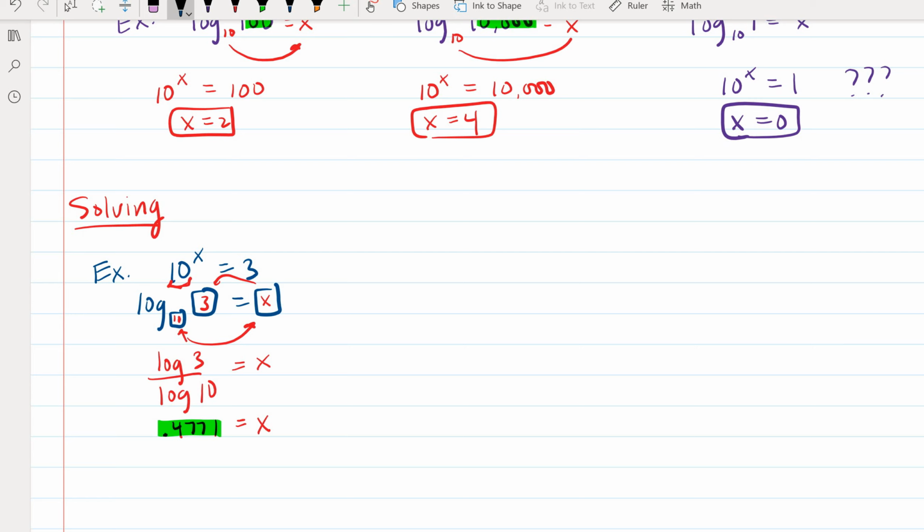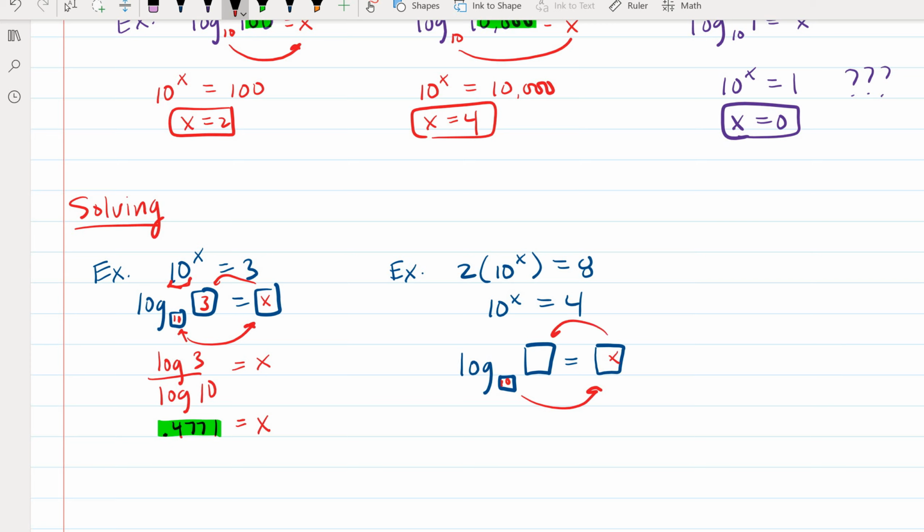Okay, let's try another example. 2 times 10 to the x power equals 8. So if I want to get x by itself, I'm going to first divide by 2, and 10 to the x is 4. Then I'm going to uncircle the wagons and go log base blank of blank equals blank. So our base is 10. That's what we start with. 10 to the x power equals 4. Use your change of base formula, log of 4 divided by log of 10, and you end up with 0.602.